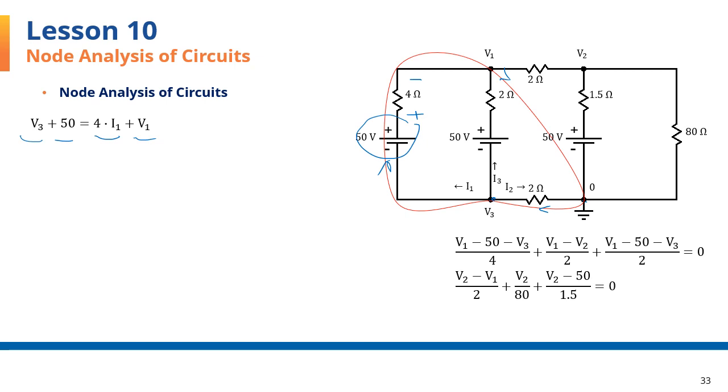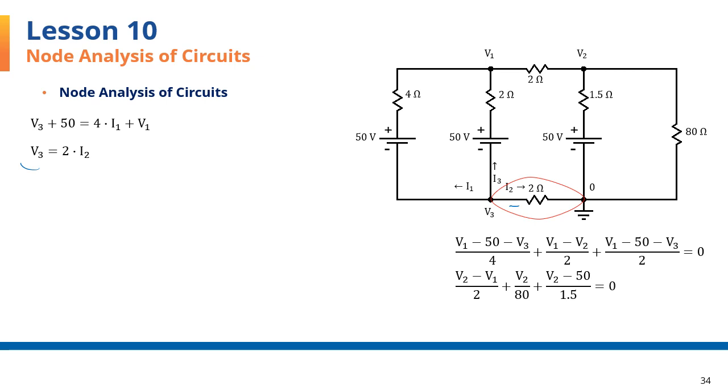Moving on to the next loop, starting from the reference to V3, that's the V3 voltage rise, and then coming back to the reference node, I have a voltage drop of I2 times 2, or 2 times I2. That goes on the right hand side.